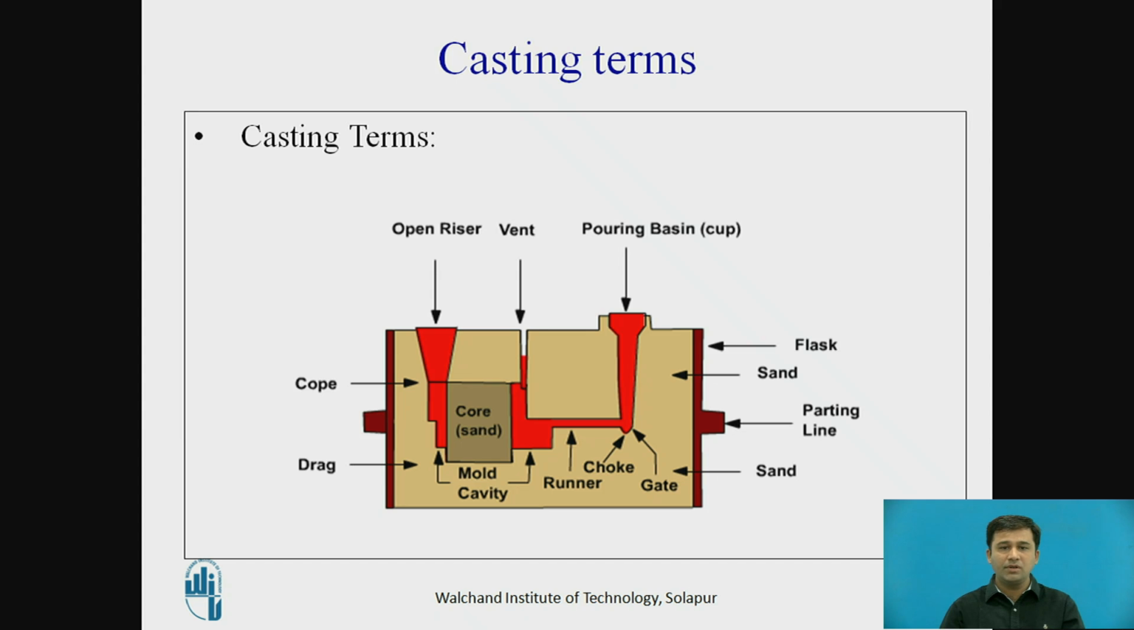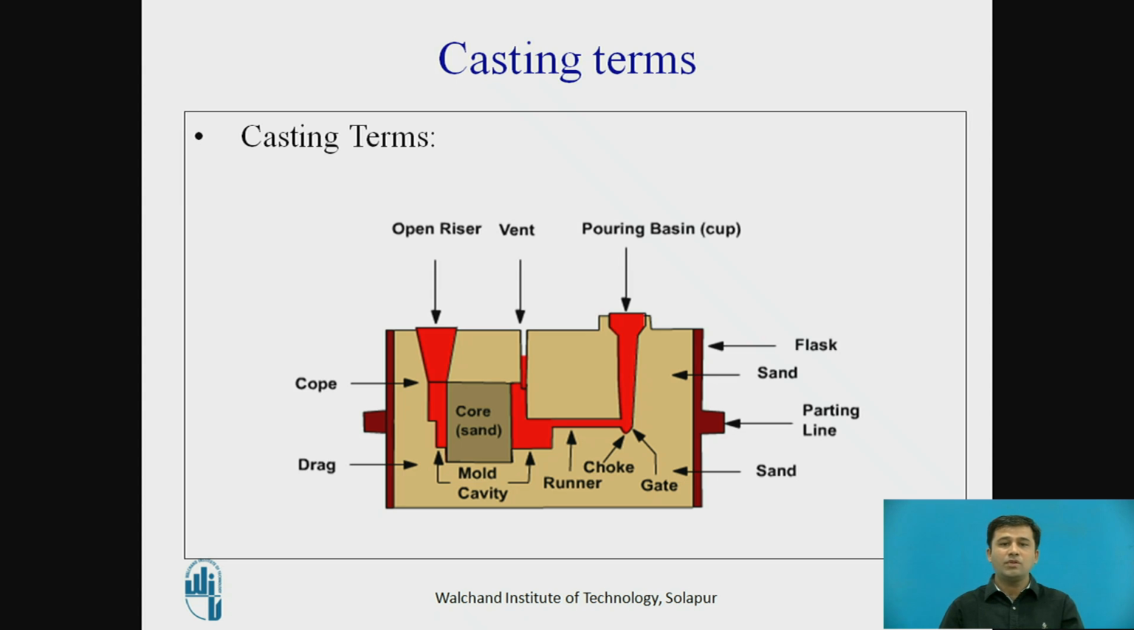Now come to the lower part, which is called the gate. From that pouring basin, the metal rushes and moves towards the gate, where we see the runners. What are runners? These are the parts which connect the pouring basin to the gate.